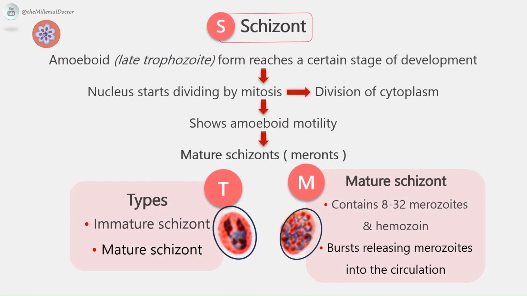Next, Schizont. This is the product of the process of schizogony. It is of two types, immature Schizont and mature Schizont. When the amoeboid form reaches a certain stage of development, its nucleus starts dividing by mitosis, followed by a division of cytoplasm to become mature Schizonts or meronts. A mature Schizont contains 8 to 32 Merozoites and Hypnozoite. The mature Schizont bursts, releasing the Merozoites into the circulation.